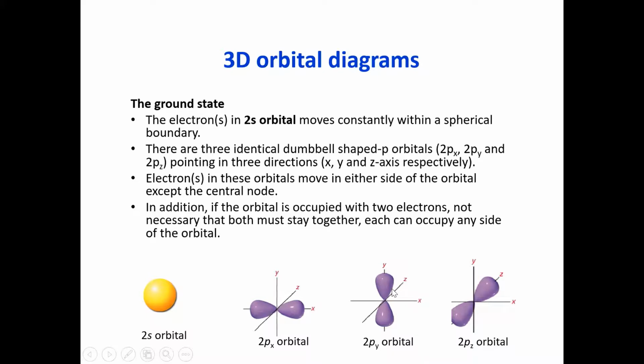In addition, if the orbital is occupied with 2 electrons, it is not necessary that both must stay together. Each can occupy any side of the orbital. Okay, that means the electrons can be here, or they can be here, or they can be here. They do not need to be together at the same side.